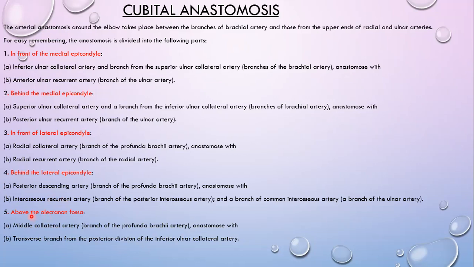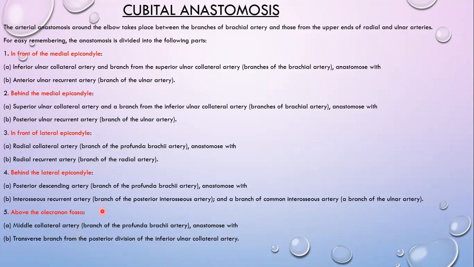Now, which will anastomose above the olecranon fossa? The middle collateral artery, which is a branch from the profunda brachii, and profunda brachii initially came from your brachial artery, will anastomose with the transverse branch of the posterior division of the inferior ulnar collateral artery. The inferior ulnar collateral artery is a branch from the brachial artery.